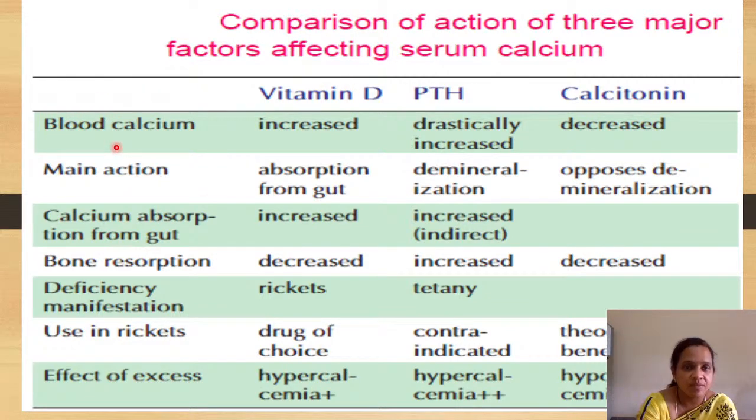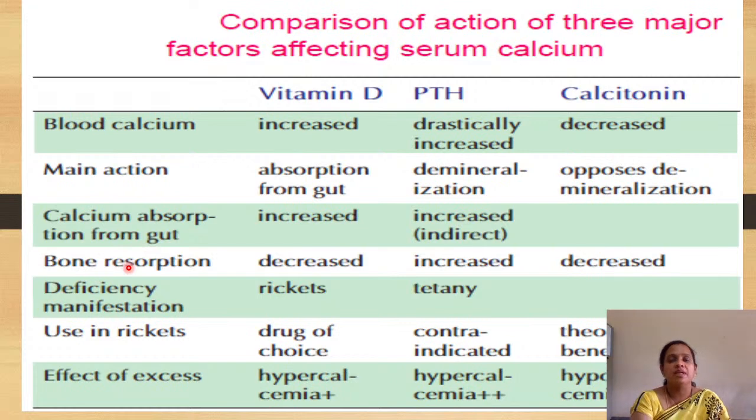The blood calcium levels are increased by vitamin D. They are drastically increased by parathyroid hormone, because if the parathyroid hormone is not there, vitamin D will not get activated. Calcitonin will decrease it. What is the main action? The main action of vitamin D is to absorb calcium from the gut. The PTH will increase the calcium in the plasma by causing demineralization. What does calcitonin do? It will prevent the demineralization.